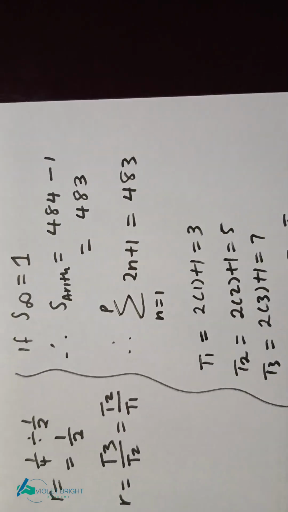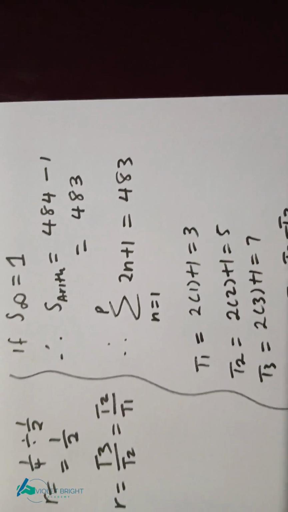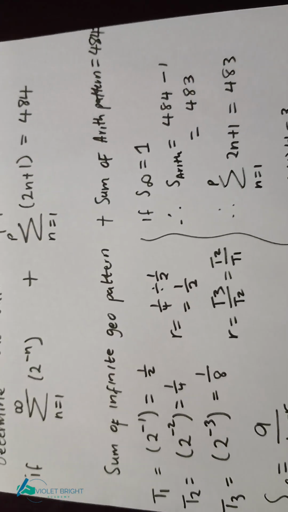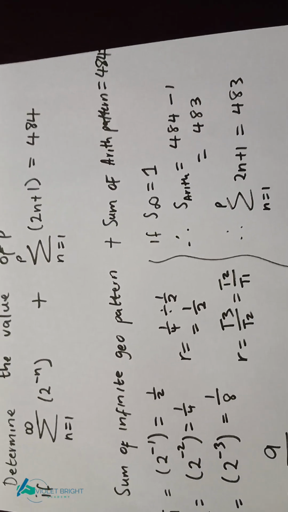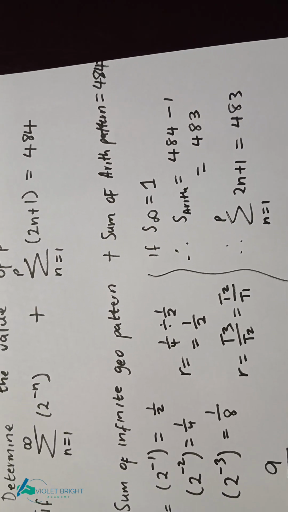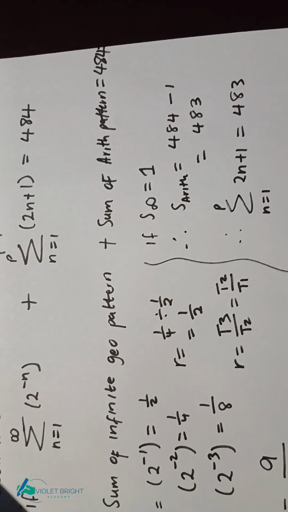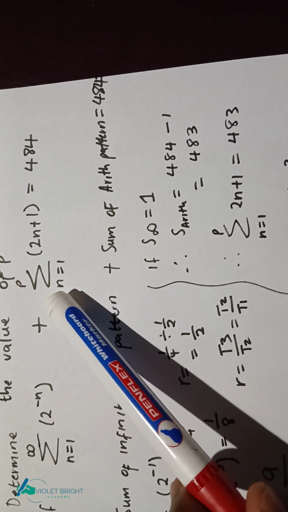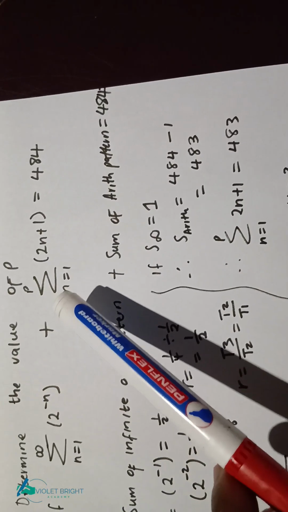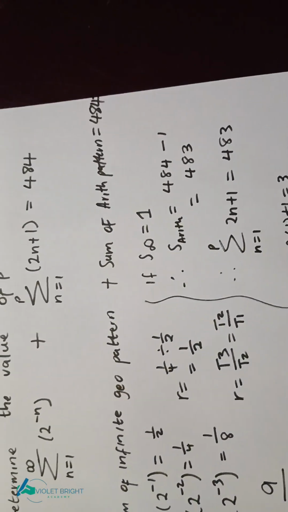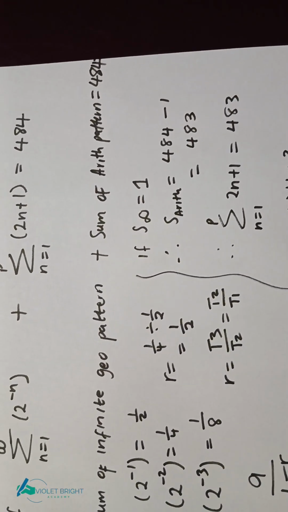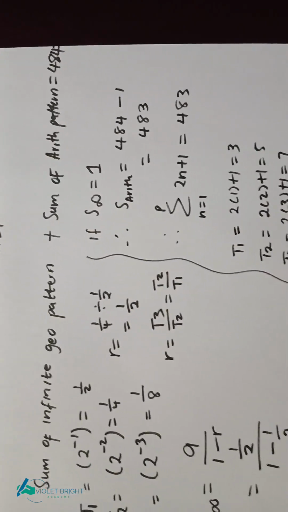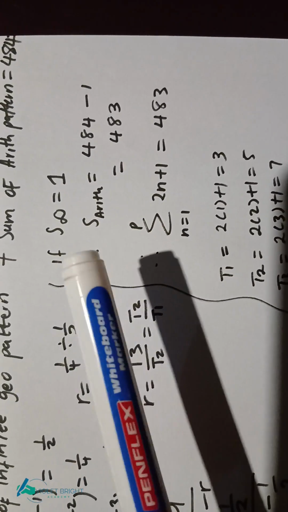So now we know that although all this is equal to 484, this is equal to 1, and this is equal to 483. When we add both of these together, they give us 484. So now it's easy for us to find the value of P.